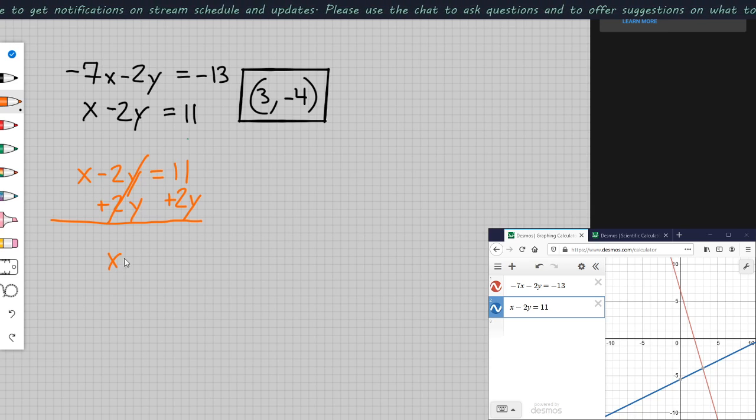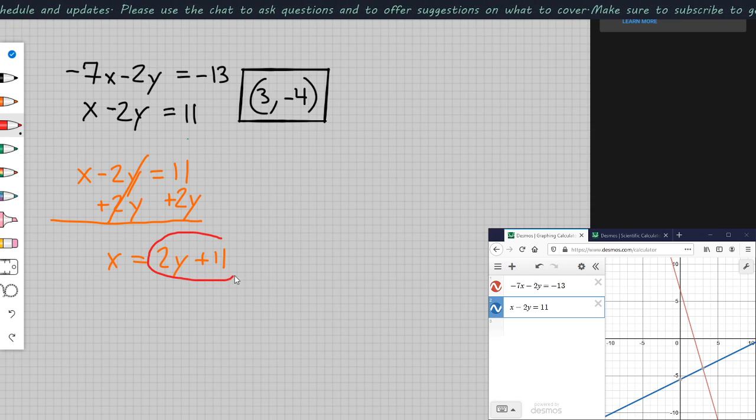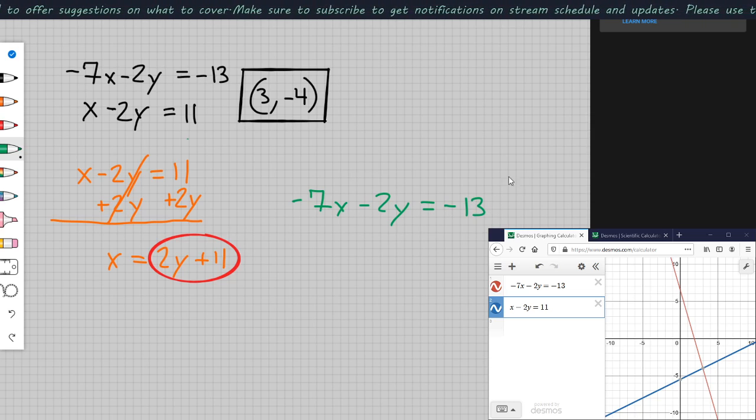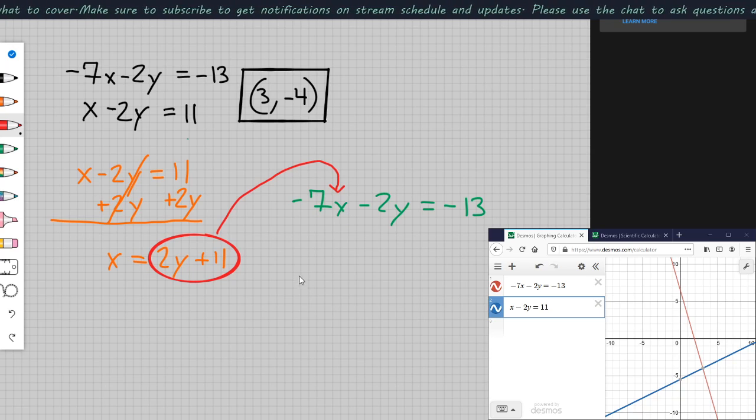Cancels. I'm left with x equals 2y plus 11. Now, this is what I got. So anytime that I see x in the other equation, in the top one, I'm going to put this in there. I'm going to rewrite my second equation: negative 7x minus 2y equals negative 13. And anytime I see an x, right next to the 7, I'm going to plug that in there. That's where that's going.